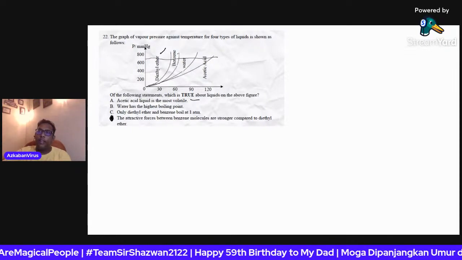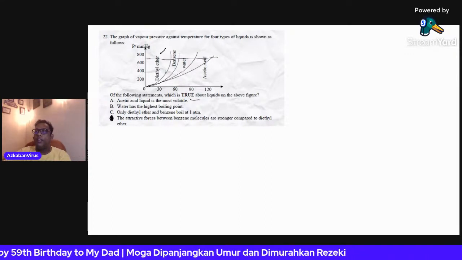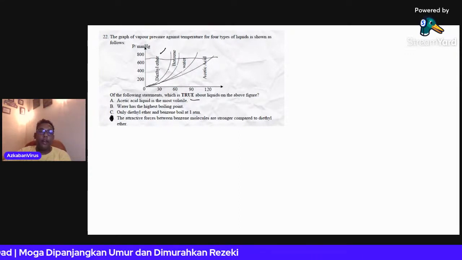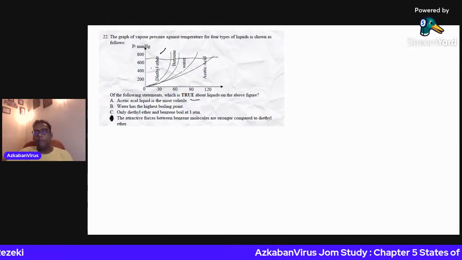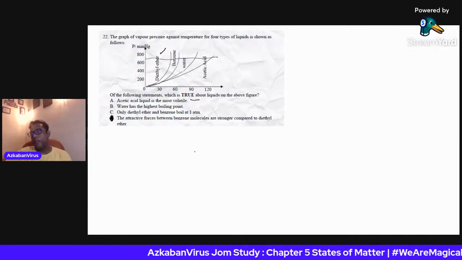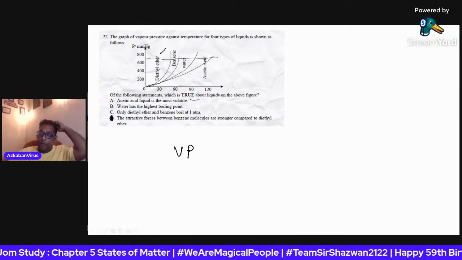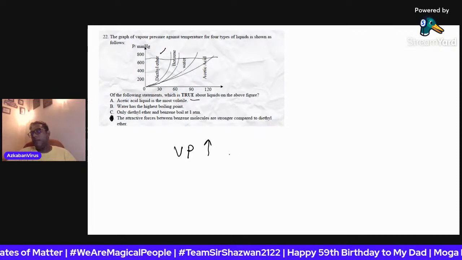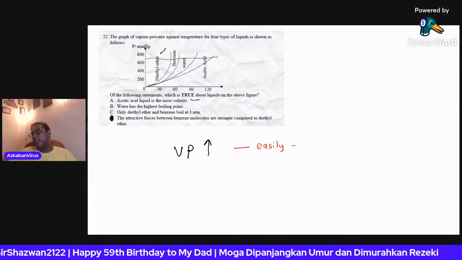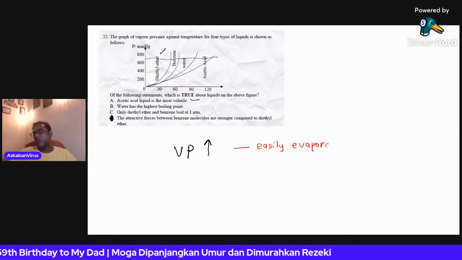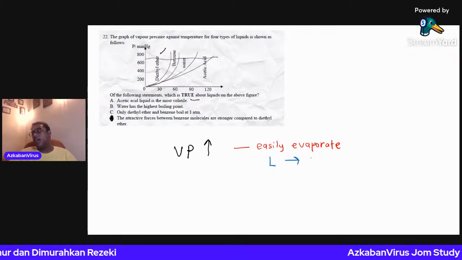Sebab benzene punya vapor pressure lebih rendah. Okay, kalau you compare at 30 degree Celsius ataupun 40 degree Celsius ke apa, benzene punya vapor pressure lebih rendah. Bila dia lebih rendah, maksud dia susah untuk boil. Bila dia susah untuk evaporate, okay, IMF dia tinggi. Okay, vapor pressure ni kalau dia tinggi, maksud dia easily evaporate. Bermaksud dia dekat sini, your liquid senang tukar jadi gas.